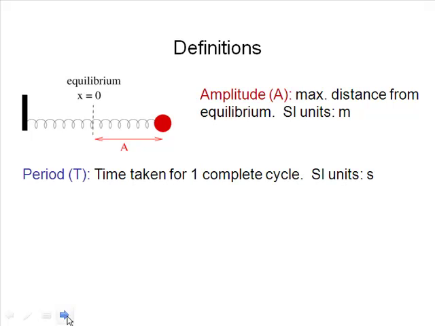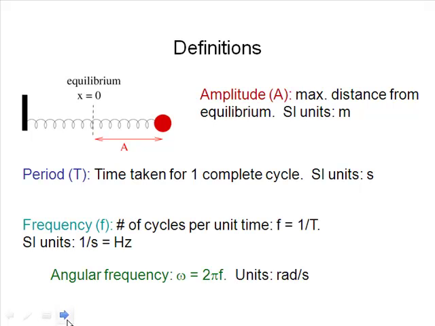Period is the time for one complete cycle, normally written in seconds. Frequency is the number of cycles per second. That is 1 over the period. It's generally measured in hertz, which is cycles per second.